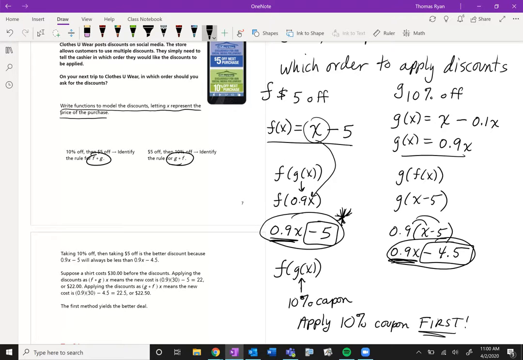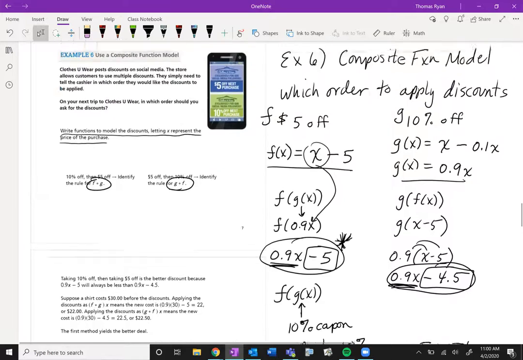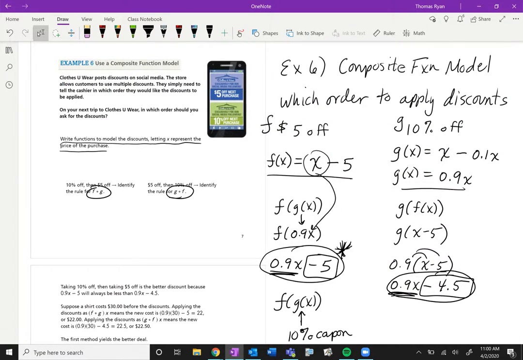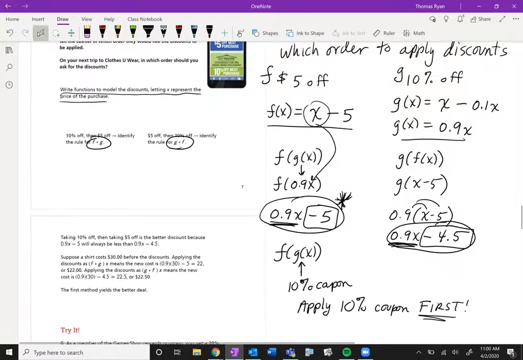It doesn't matter how much you buy, whatever your x is. Whether you take $5 off or 10% off, you're going to want to apply the 10% coupon first. So that's just a little model. Again, you're doing it two different ways and trying to figure out which is the better one to do. As long as you make your functions, you can do a double composition and get some result in the end.